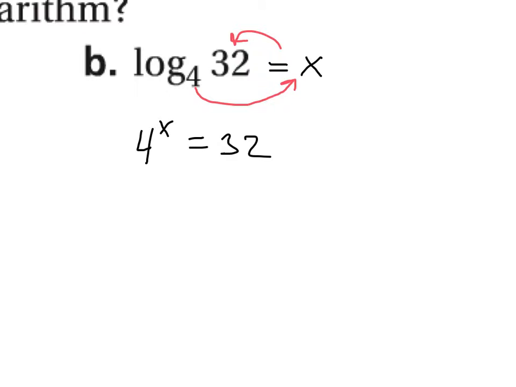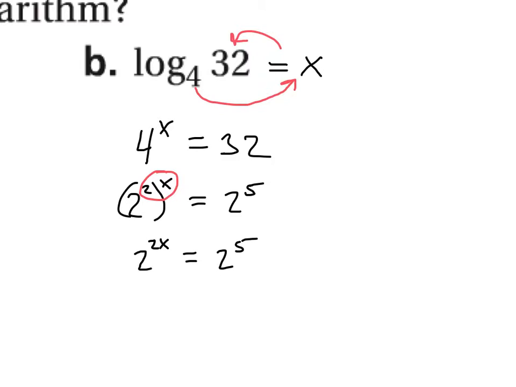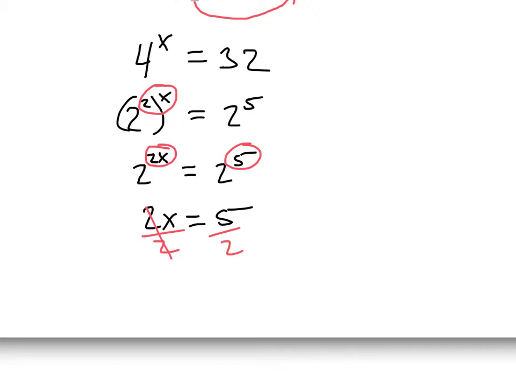So what base can I rewrite 4 into? 2. Okay, so it's 2 what? 2 squared raised to the x power. And how about 32? 2 to the 5th. Okay, remember, a power raised to a power, you multiply. So this is 2 to the 2x power equals 2 to the 5th power. That means that 2x must equal 5. And so x equals 5 halves.